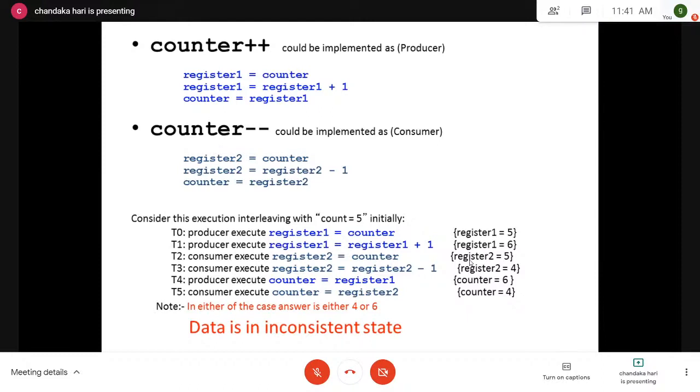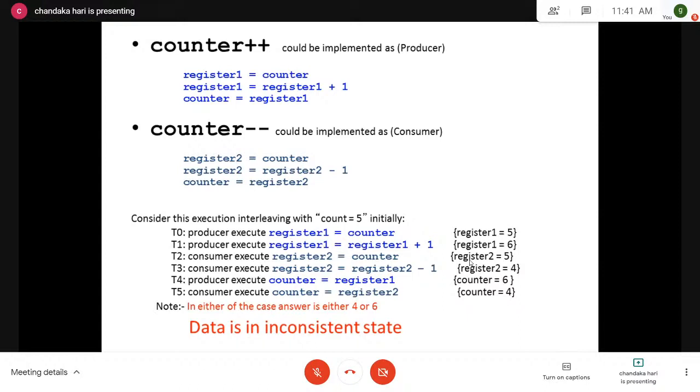Now, the consumer is reading the value from the counter. The value is again 5. 5 minus 1 becomes 4. Now at time T4, the register 1 value is updated to the counter. The 6 is overwritten, and after that overwritten by the consumer with 4. The answer is 4. Suppose at time T4 the consumer is done and at time T5 the producer is done. In that case, initially 4 is updated and after that 6. Otherwise, initially 6 is updated and after that 4. In either case, either the producer executes counter = register 1 at T4 and the consumer executes counter = register 2 at T5, or the reverse.